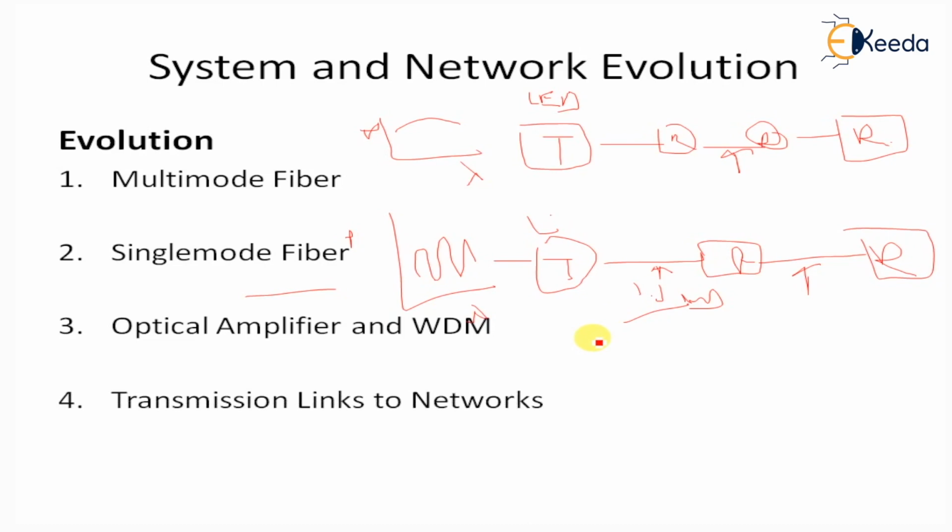The fourth one is transmission linked to networks. The formation of metropolitan area networks, such as the fiber distributed data interface, FDDI, at higher than 100 Mbps, and networks to interconnect mainframe computers, such as the approximately 200 Mbps Enterprise Systems Connection, ESCON. New major concepts like FTTH, fiber to the home, and FTTC, fiber to the curb.